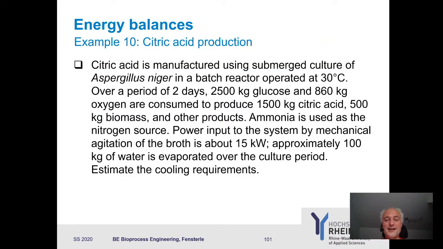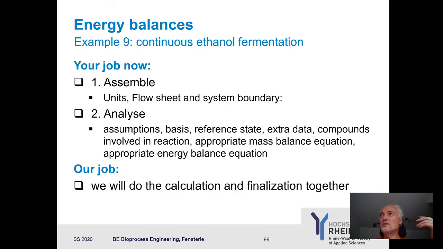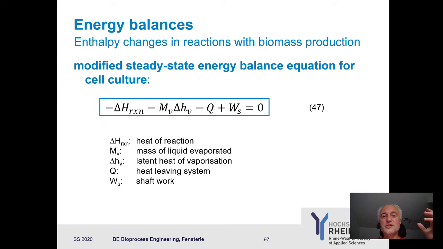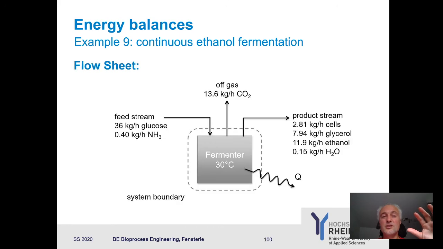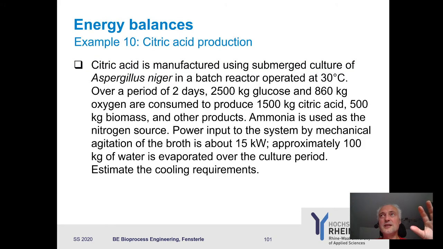Now we come to the next example, which is citric acid. And believe it or not, this is your next homework. This is citric acid production. This is a very important homework. So this is something really take care that you can solve it. Remember what we have talked about: aerobic, anaerobic processes. So remember, we are all talking about now this equation, which is our modified steady-state energy balance equation for cell culture. This is the equation in general to be used. We neglect sensible heats, and if there is nothing else written here, then we can neglect it.